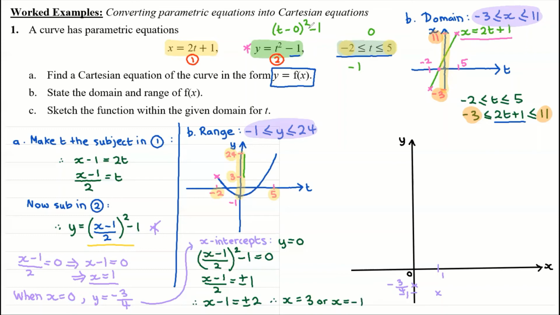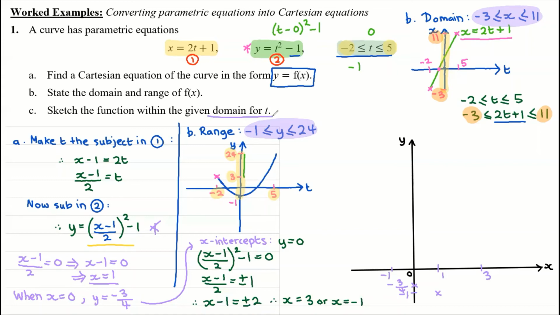So we have x-intercepts at -1, so that will be about here. It's the mirror image of the mirror line. And at 3, as you'd expect, because the spacing is, of course, 2 on each side. Right, so this is all looking very nice. So the domain, we have to sketch it within the given domain for t, as stated here.